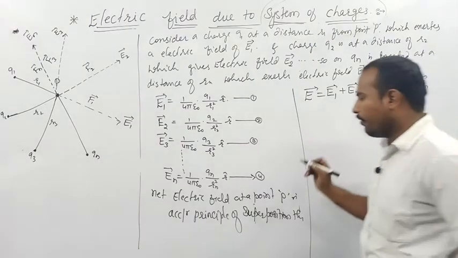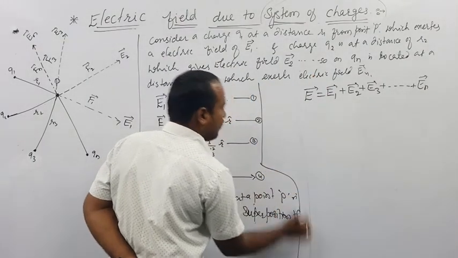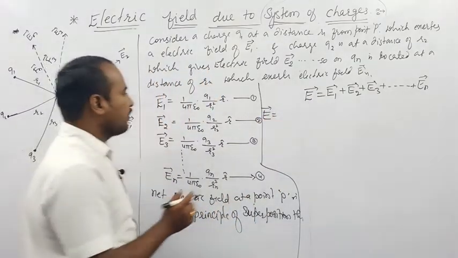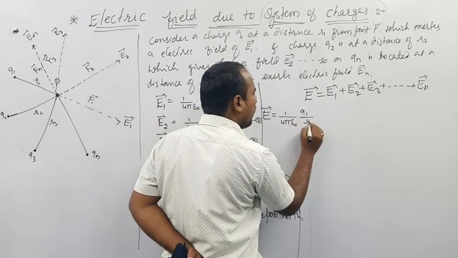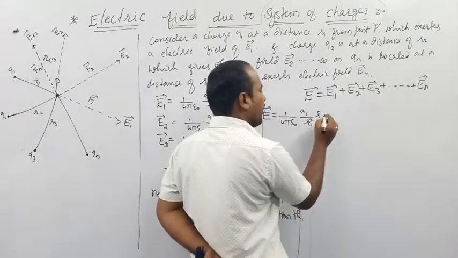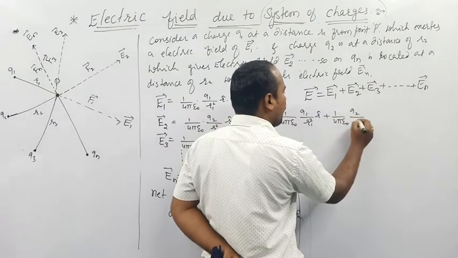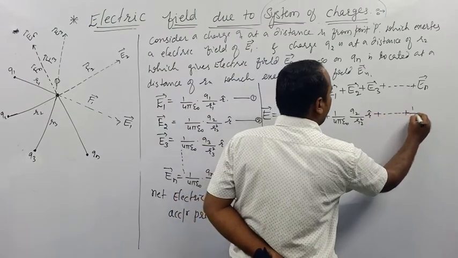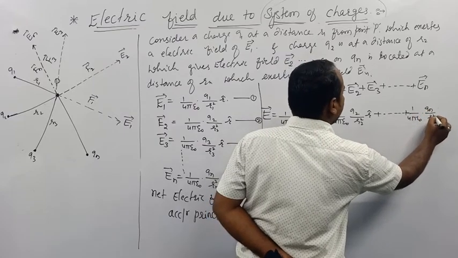So here, put the values. Vector E is equal to, what is the value of E1? The value of E1 is 1 by 4 pi epsilon naught Q1 upon R1 square into R cap. Similarly plus 1 by 4 pi epsilon naught Q2 upon R2 square into R cap, plus so on, that is 1 by 4 pi epsilon naught Qn upon Rn square into R cap.